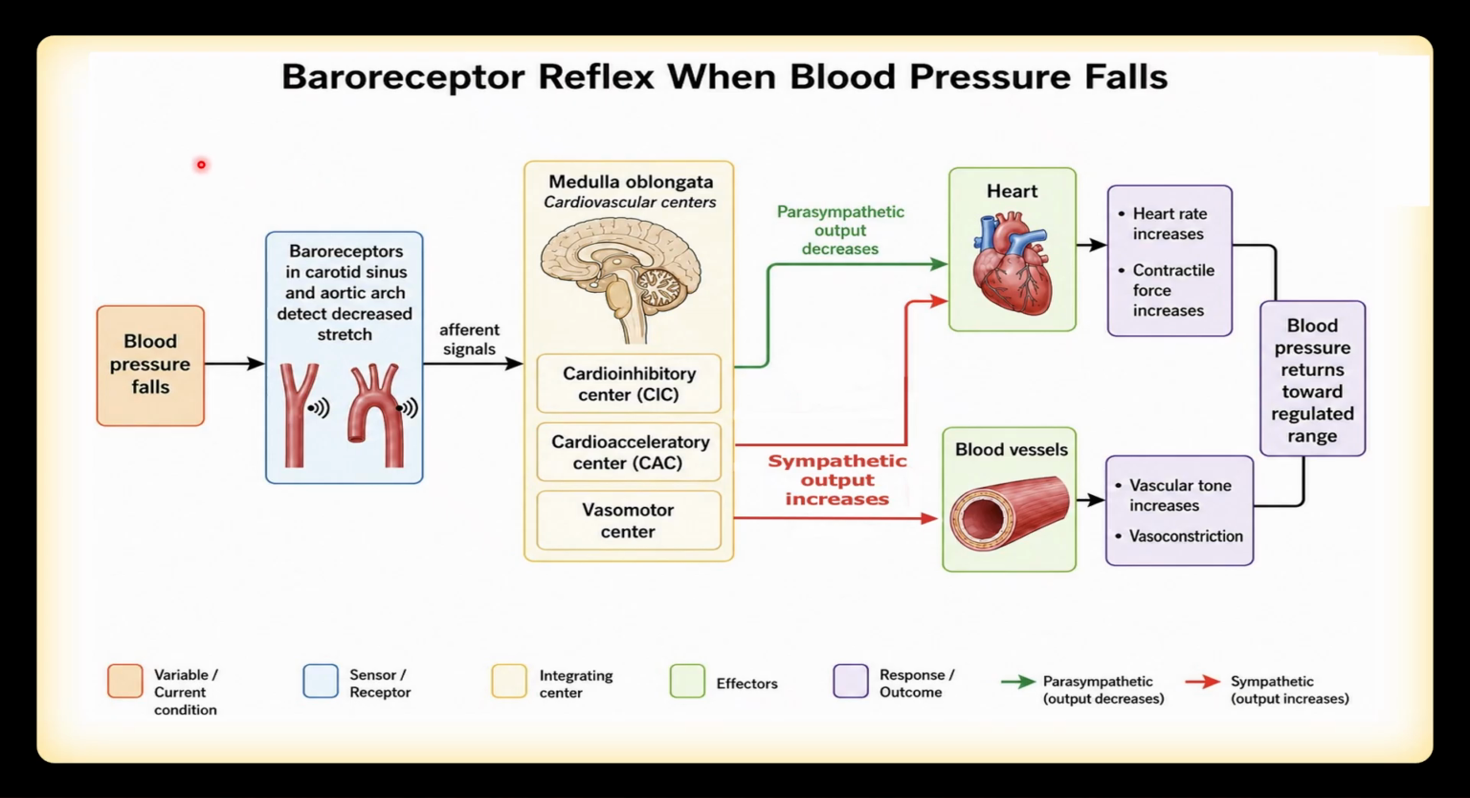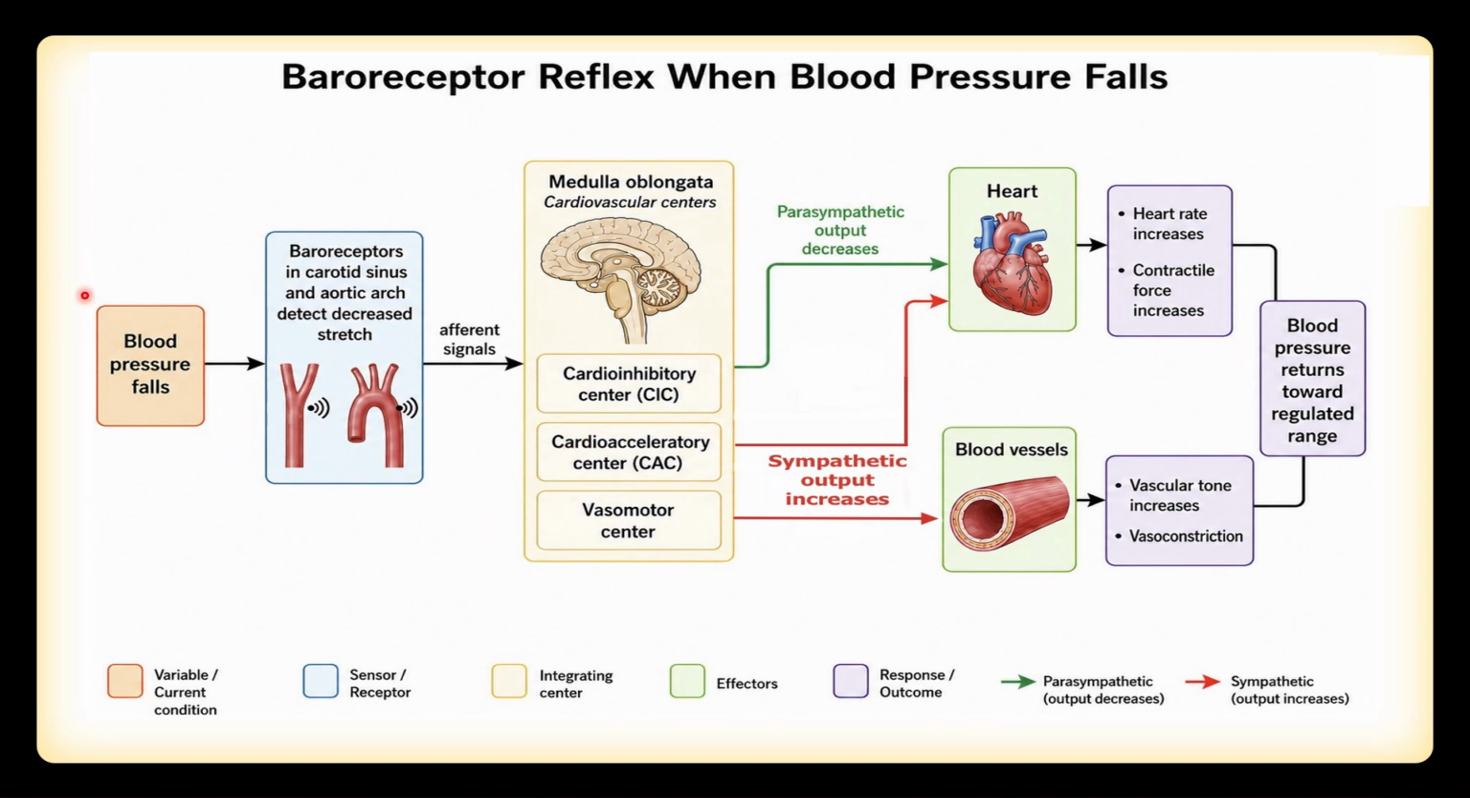With these basic concepts, we now will go to the question proper. So what is happening to the BP when a patient or subject is standing from the lying down position? The blood pressure falls. So what is going to happen when the blood pressure falls? When the blood pressure falls, it is detected by the baroreceptor as a decreased stretch, and it sends afferent signals to the centers, which are the cardioinhibitory center, cardioaccelerator center, and vasomotor center.